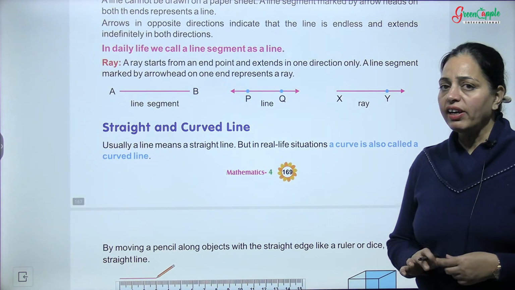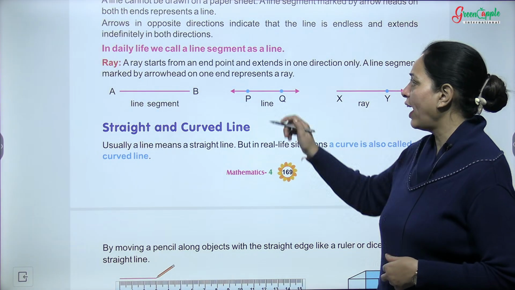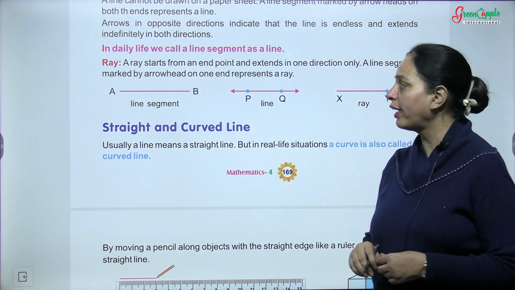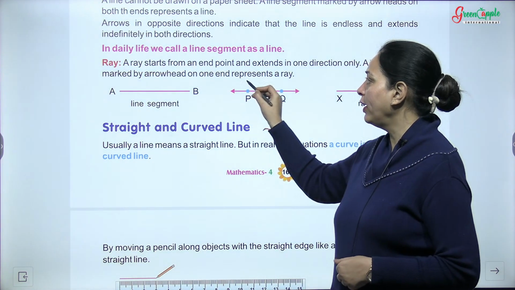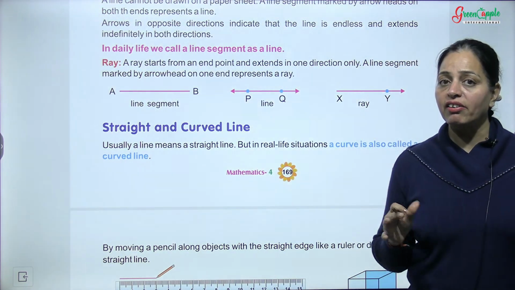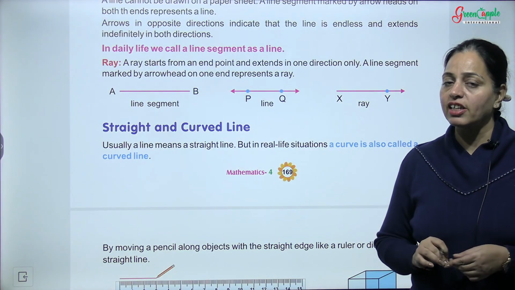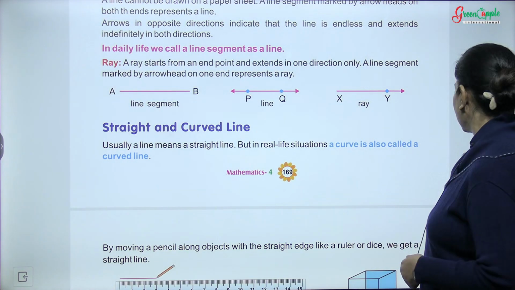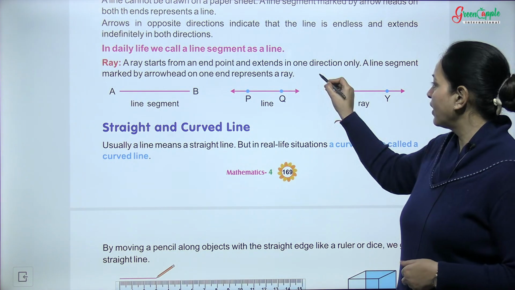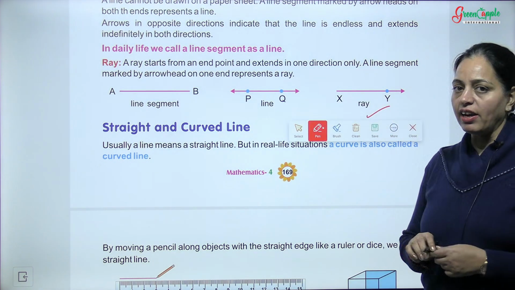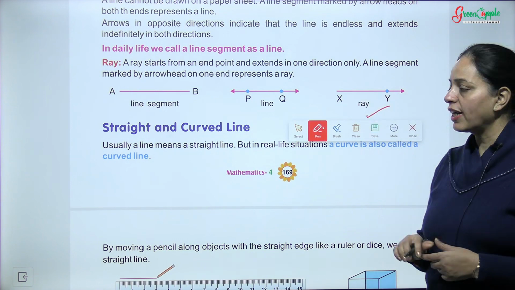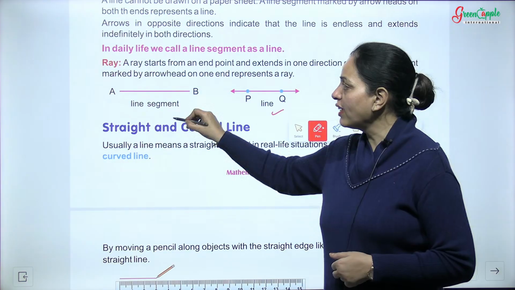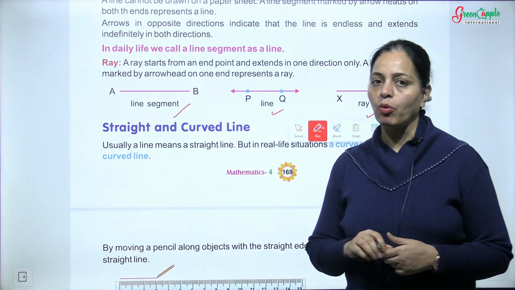Now ray. A ray starts from a fixed point and extends in one direction only. A line segment marked by an arrowhead on one end represents a ray. Like a sun ray, we know its initial point, its starting point, but we don't know its end point. So how can we represent it? We can represent it like this. This is the ray, one side arrow and one side dot. This is the line, both side arrows, and this is the line segment, 2 endpoints.